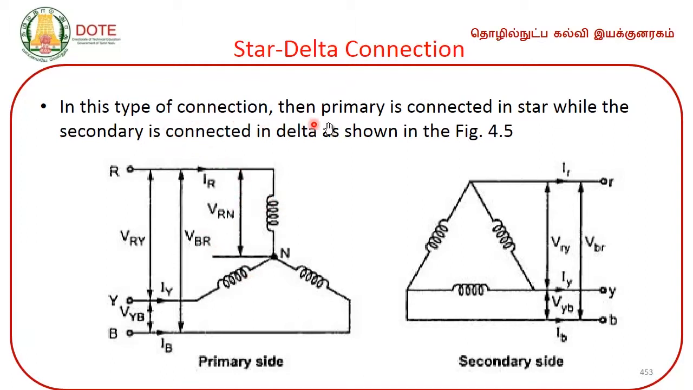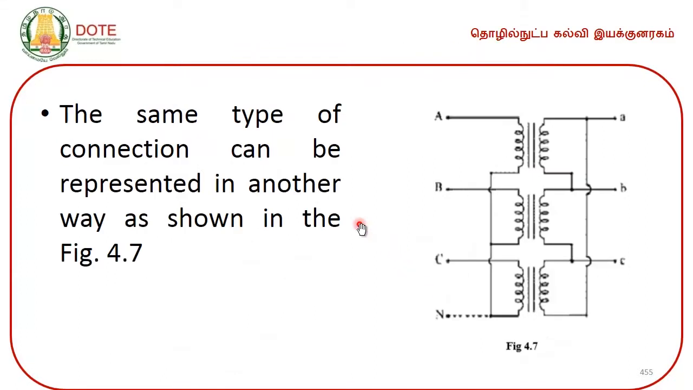In this type of connection, the primary is connected in star while the secondary is connected in delta as shown in figure 4.5. So, the primary side is connected in star, whereas the secondary side is connected in delta. The same type of connection can be represented in another way. So, this is star where one end of all the phases are interconnected, whereas here you can see the other end of A phase is connected to the starting point of B phase. The other end of B phase is connected to the starting point of C phase, and the other end of C phase is connected to the starting point of A phase.